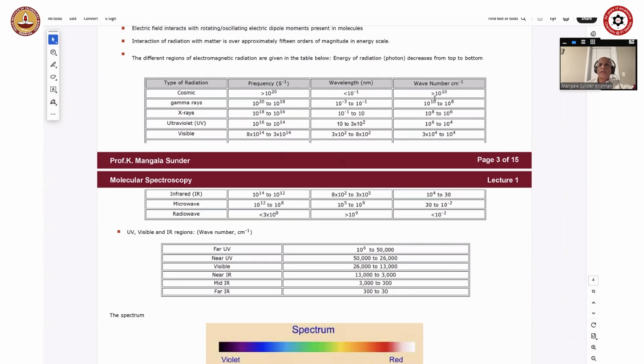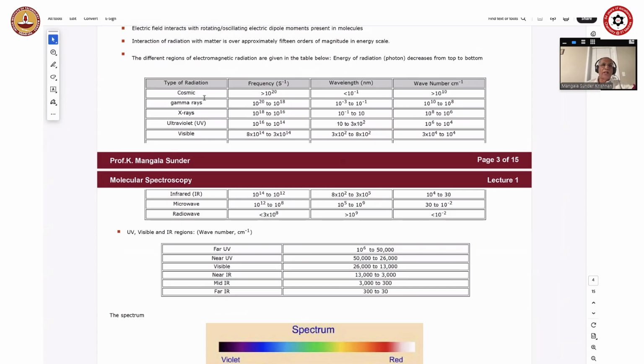And frequency and wave number are proportional. The proportionality constant is the speed of light. Wave number multiplied by the speed of light gives you frequency. So you can see that wave number and frequency are proportional. They are inversely proportional to wavelength. Cosmic radiation, very, very high frequency. We don't do much spectroscopy there, but we see radio astronomy and other areas of spectroscopy.